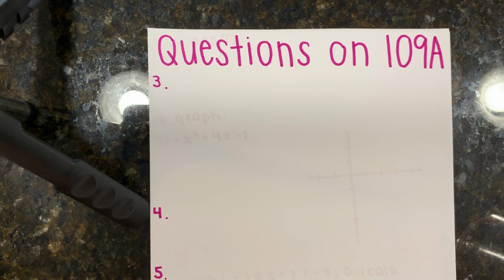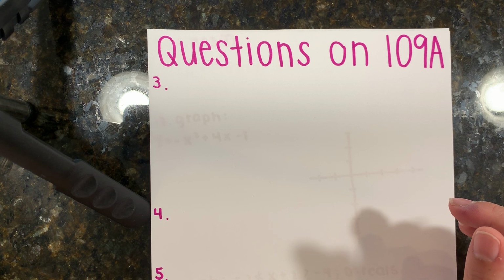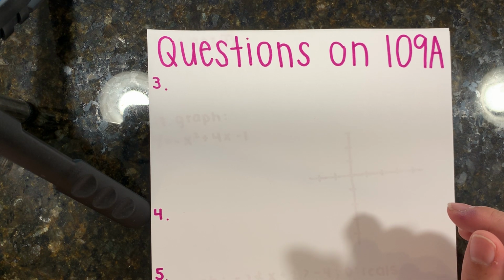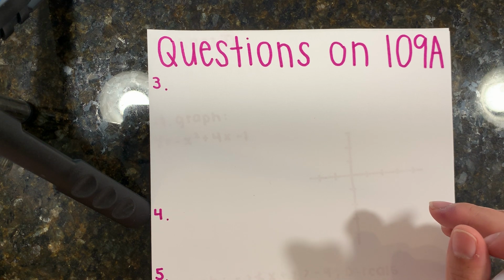Today we're going to be going over your questions on lesson 109A, starting on number 3. For number 3, it says Lucretius could cover the 63 miles to Pompeii in 11 more hours than it took Cassius to drive 60 miles to Rome. Find the rates and times of both if Lucretius traveled at half the speed of Cassius.